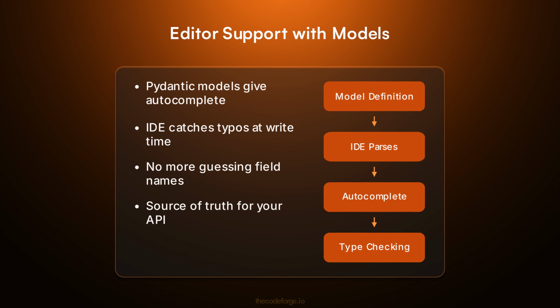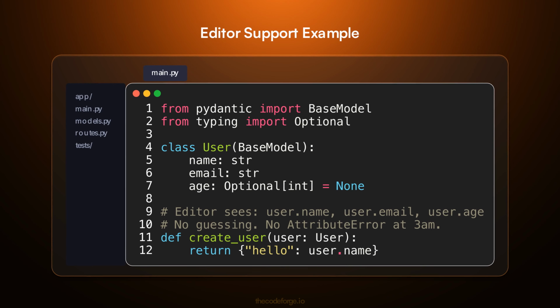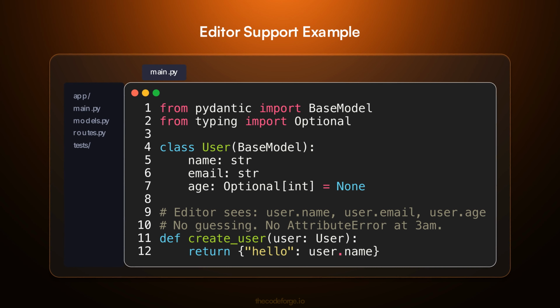Pydantic models give your editor a contract it can read. Autocomplete, type checking, and typo detection happen before you run the server. With a model, your IDE knows the fields. Typing user. shows autocomplete. Misspelling a field is caught immediately.